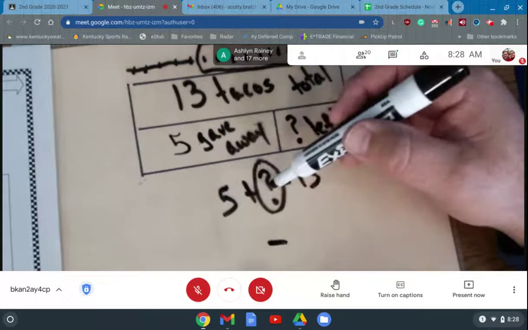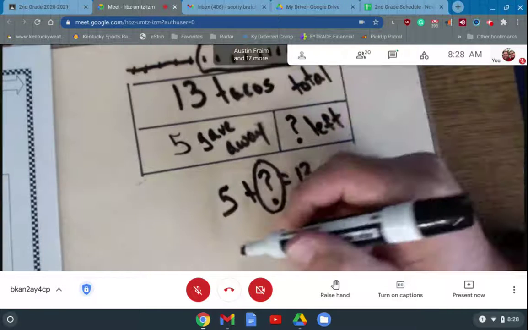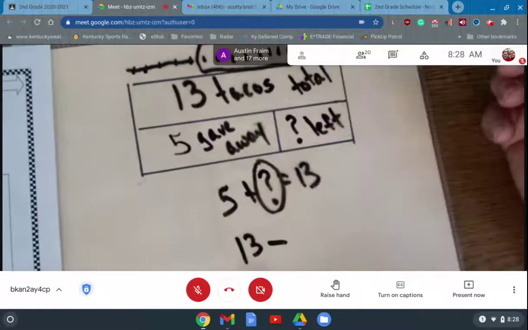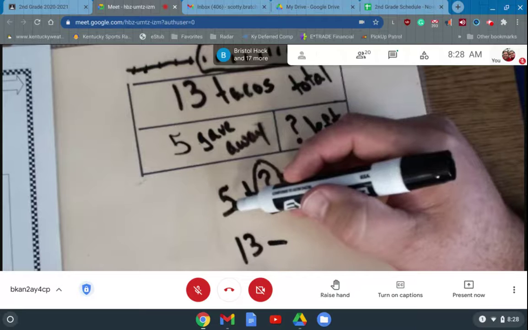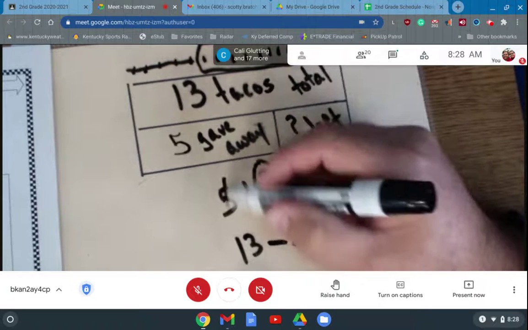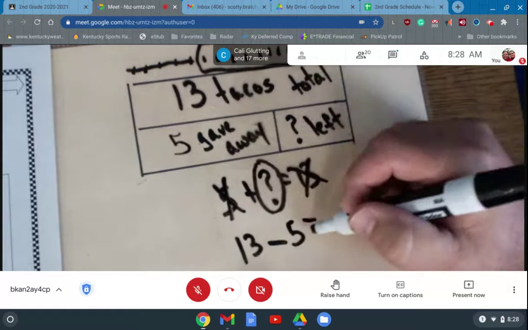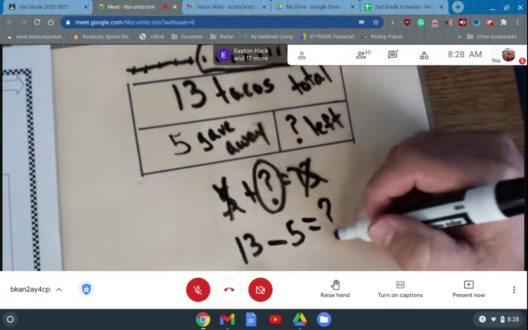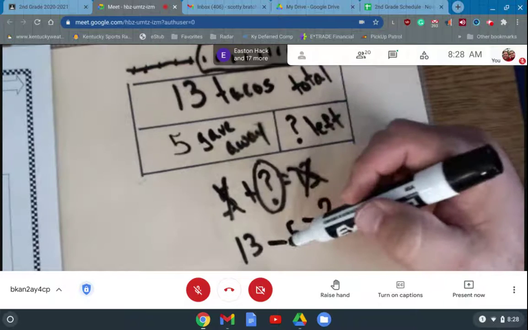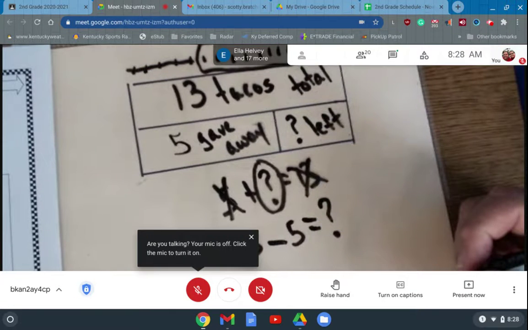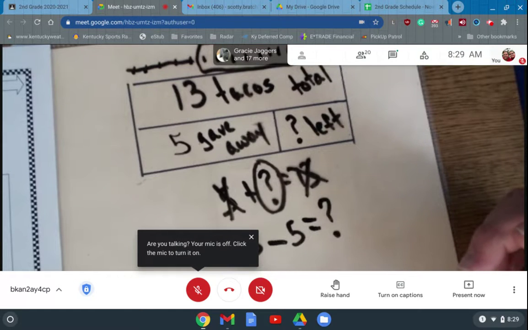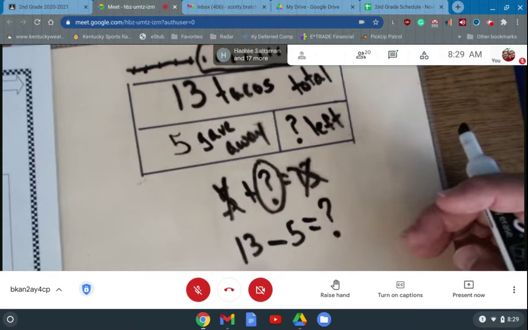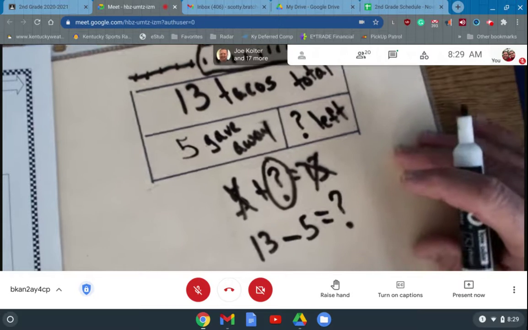I've got a 5, a question mark, and a 13. Well, 13 is the biggest number, so I'm going to put 13. The other part that I know is 5. And that's going to give me my answer eventually. So I have 13 take away 5. What is 13 take away 5? Ella? Eight. It's 8.